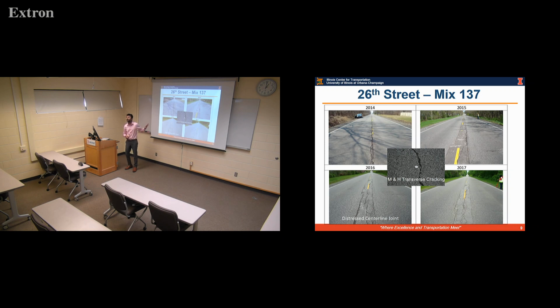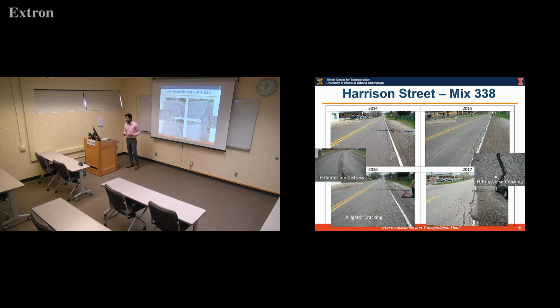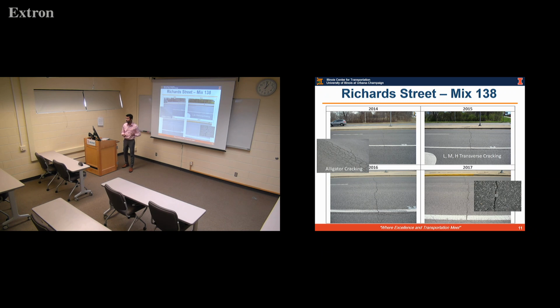So here's a snapshot of what happened. These were placed in 2013, and if you look from 2014 to 2017, you see a distress along the center line started right after the first year, and the distresses kept on accumulating. This is the other mix which was placed in 2013, and again you see highly distressed centerline cracks, transverse cracking, all sorts of alligator cracking. The same happened with the third mix. So even though we had a design for using these TRA mixes, something was going wrong.